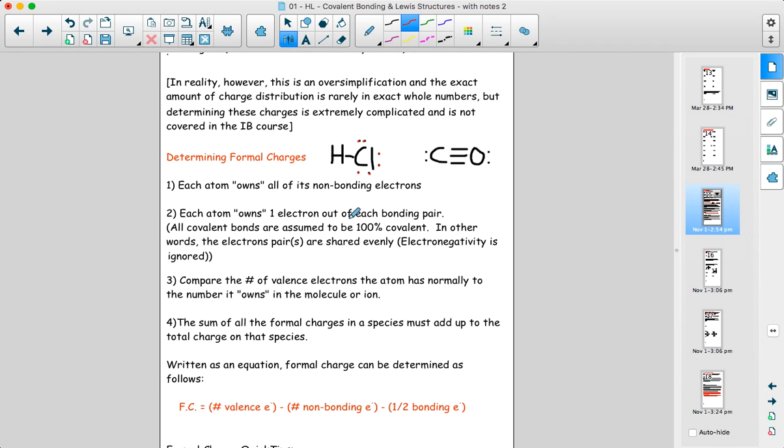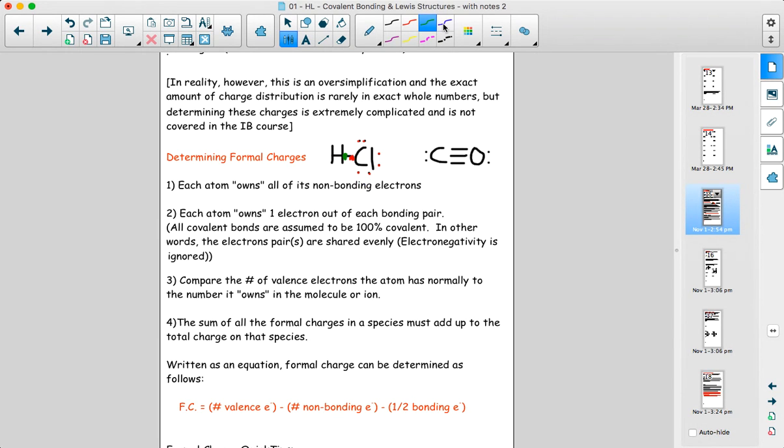We'll start with just the hydrogen chloride example. When atoms are bonding, so they have a bonding pair of electrons, each atom owns one of the pair of electrons. So essentially what we're doing is we're going to ignore electronegativity, and we're just going to assume that the bonds are being shared 100% covalently, so perfectly evenly. So that means that the chlorine sort of owns one of these electrons because it's sharing the pair, so it's as if it owns one of them, and it's as if the hydrogen owns the other.